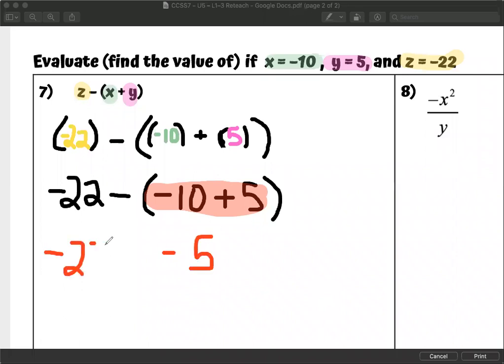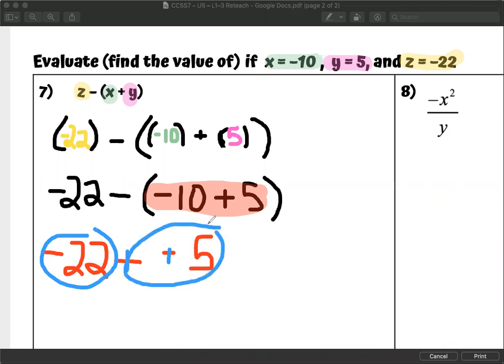So we have negative 22 minus negative 5. Anytime I see minus a negative, that means plus a positive. So we've got negative 22 and positive 5, which are opposites. So we find the difference, which is 17. There were 22 negatives, 5 positives. So there's more negatives than positives.